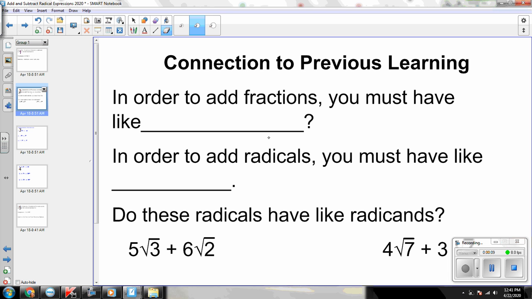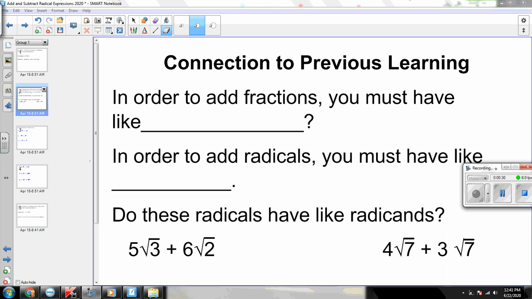Remember, when we add and subtract fractions, what do we have to have? In order to add fractions, you must have like denominators, right? Common denominators. In order to add radicals, you must have like radicands. So radicands are what's underneath the radical sign.